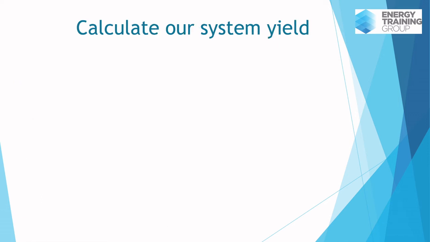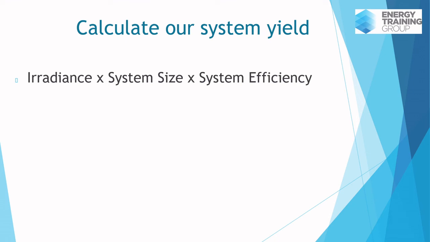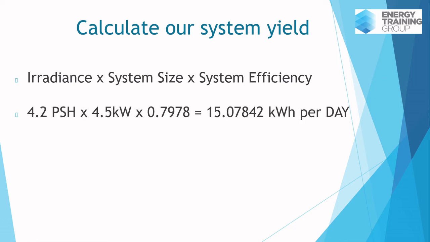Now we've got all of our figures, we can calculate our system yield. So remembering from the first slide, system yield is calculated as irradiance times system size times system efficiency. We had 4.2 peak sun hours, we had a 4.5 kilowatt system, and we have calculated our system efficiency at 79.78%. So we can see 4.2 times 4.5 times 0.7978 equals 15.07842 kilowatt hours per day, right? That is our expected average system yield.